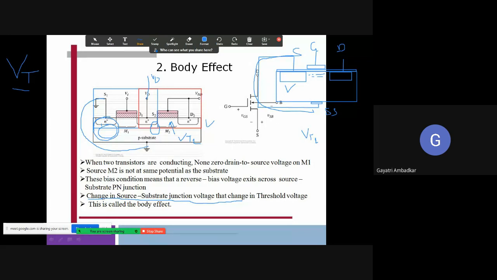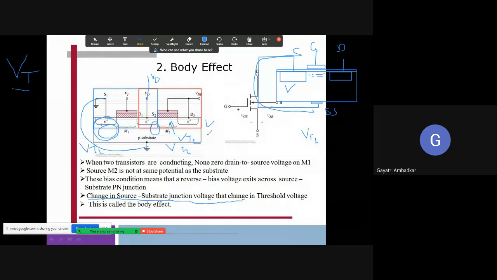What has happened? In the first case, when you find Vt, your source and substrate are at the same potential. But in the second case, they are at different potential. Therefore, this Vt1 will be different from this Vt2 actually. And why is this change in the threshold voltage happening? Because of change in the source substrate junction voltage. The voltage, the potential across the source and substrate junction is different for both MOSFETs. Therefore, there is variation in their threshold voltage. You got my point? This effect is called the body effect.